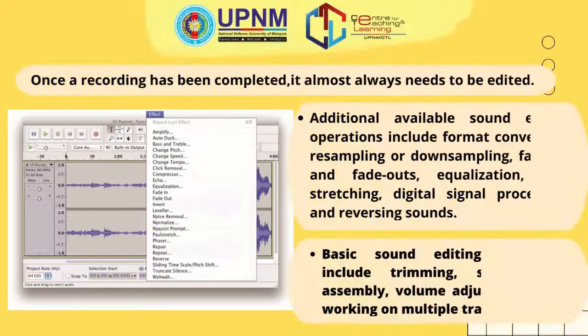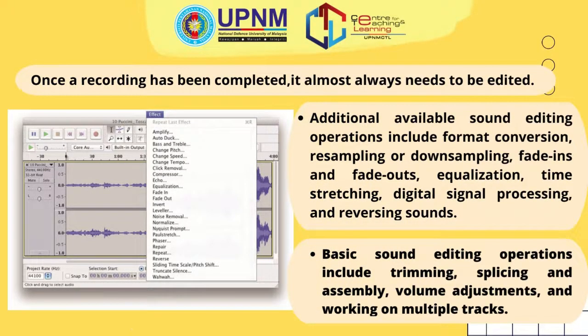Once a recording has been completed, it almost always needs to be edited. Additional available sound editing operations include format conversion, resampling or downsampling, fade-ins and fade-outs, equalization, time stretching, digital signal processing, and reversing sounds. Basic sound editing operations include trimming, splicing and assembly, volume adjustments, and working on multiple tracks.